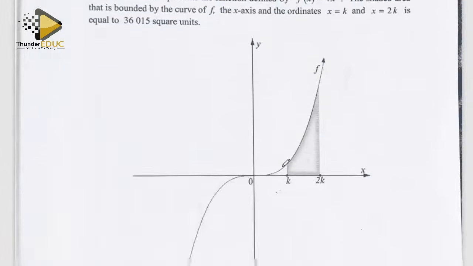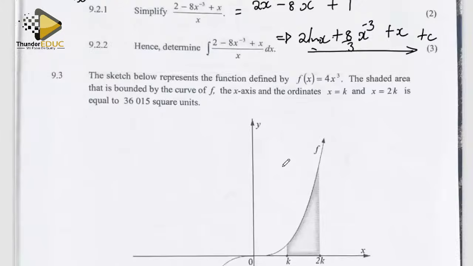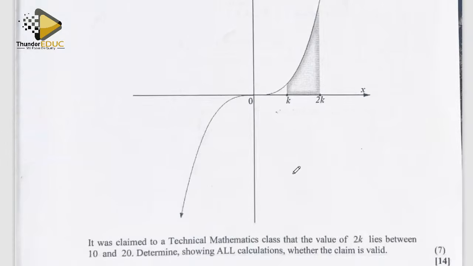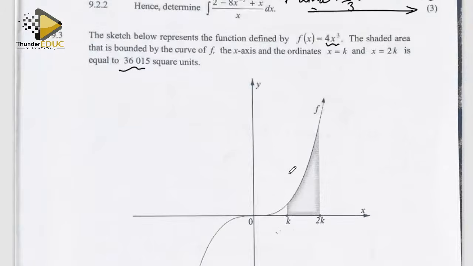Okay, then 9.3. They're telling us that we are given f of x, which is 4x cubed. The shaded area is bounded by the curve of f, the x-axis, x equals k and x equals 2k. So that's like the area around that. And then it was claimed to a technical mathematics class that the value of 2k lies between 10 and 20. Determine whether the claim is valid.